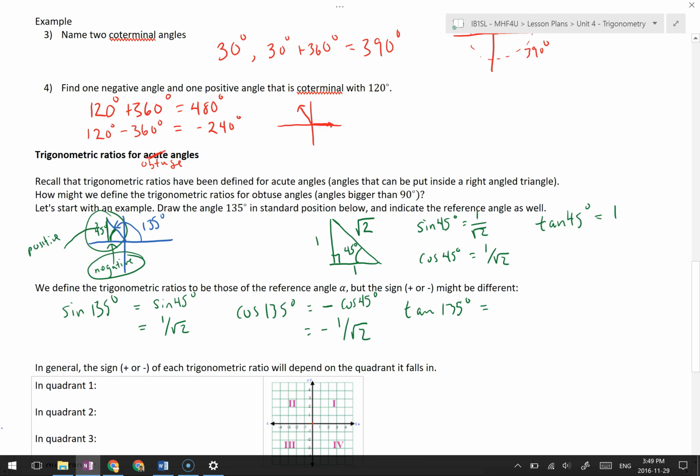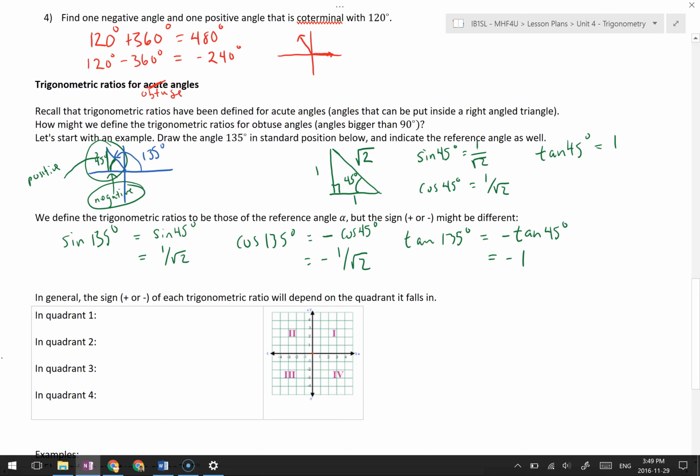And now, tangent is opposite over adjacent. Opposite is positive. Adjacent is negative. So again, this is going to be the negative tan of 45 degrees, which is negative 1. So this same pattern, like this triangle that we've drawn, will have the same positive, negative sides for any other angle in standard position that falls in quadrant 2. So in quadrant 2, sine will always be positive, cosine will always be negative, and tan will always be negative.